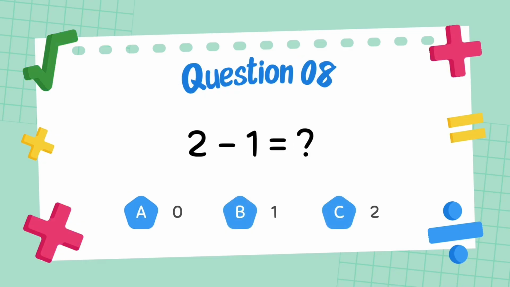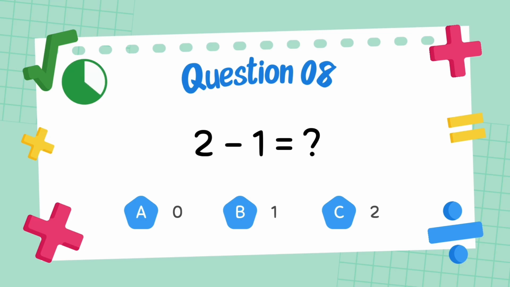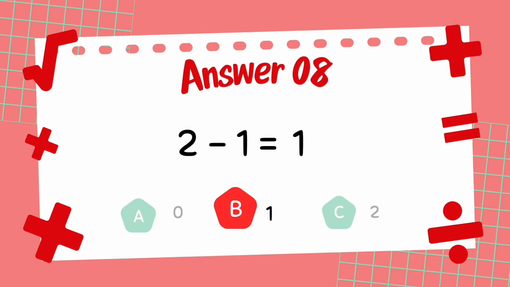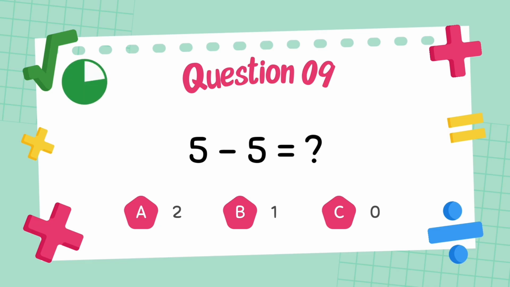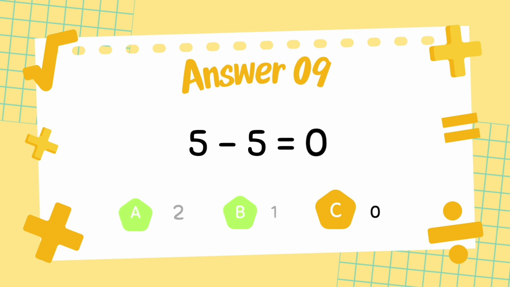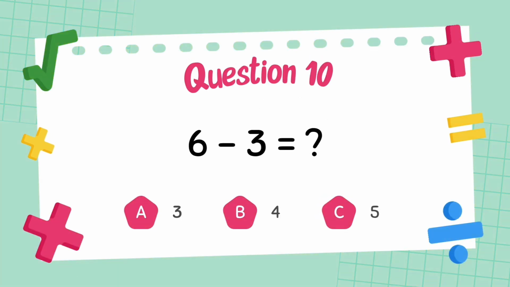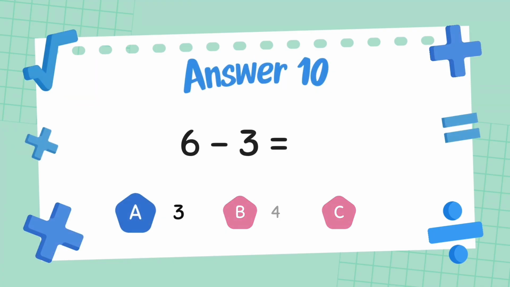What is 2 minus 1? The answer is 1. What is 5 minus 5? The answer is 0. What is 6 minus 3? The answer is 3.